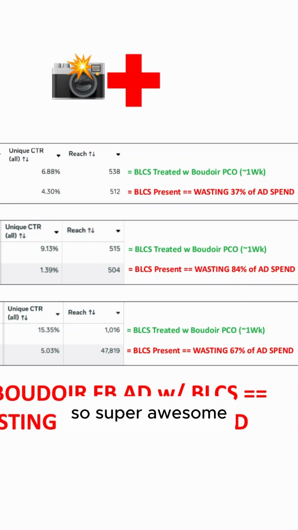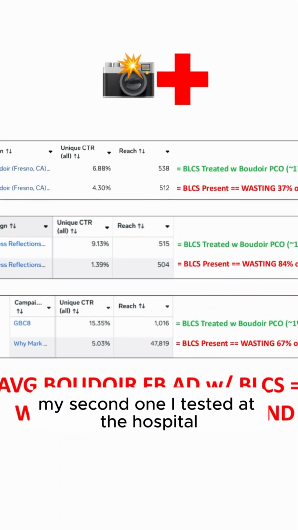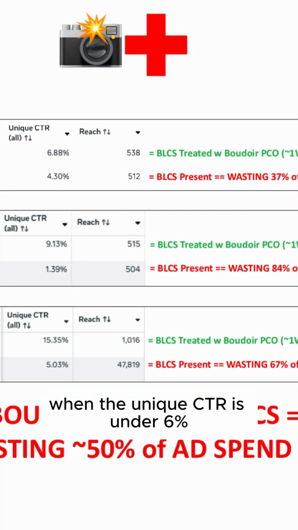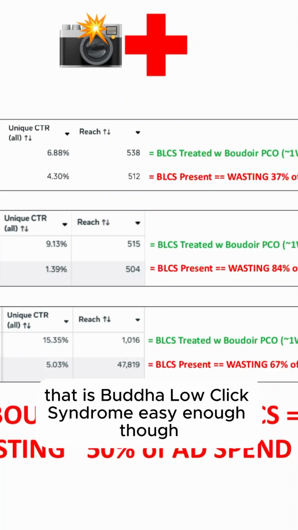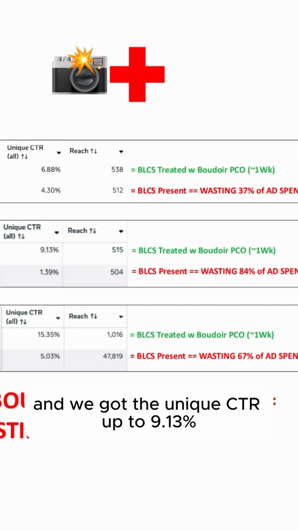So super awesome. Next we have my second one I tested at the hospital, found out unique CTR is 1.39%. When the unique CTR is under 6%, that means BLCS is present. That is Boudoir low click syndrome. Easy enough though, we can treat it with Boudoir Pico. It takes about a week. And we got the unique CTR up to 9.13%.